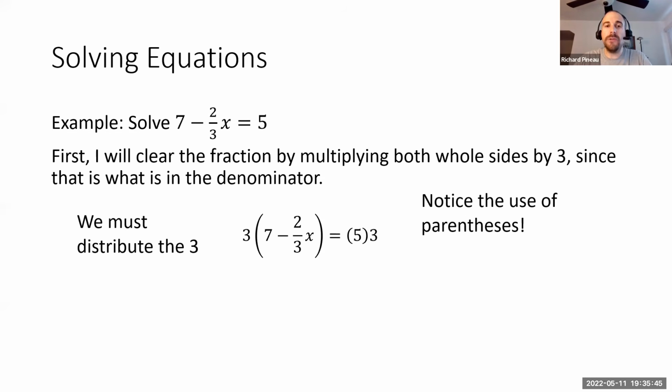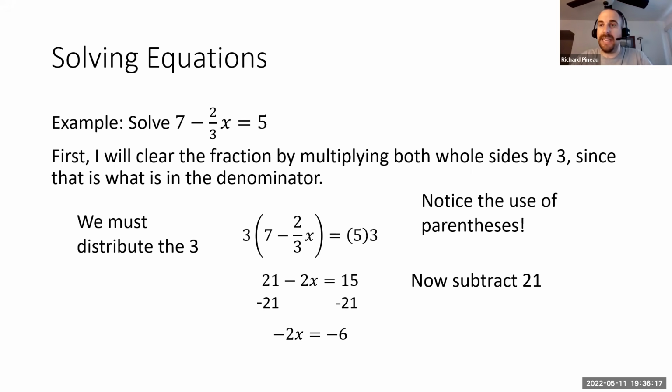So we have to distribute the 3 on the left side. So what that looks like is 3 times 7, which is 21, and then 3 times negative 2/3 x. And what you should notice is that the 3 is going to go away or simplify with the denominator of 3. So that leaves us with negative 2x. Okay, so now this equation is much simpler. 21 minus 2x equals 15. Now what we can do to isolate the x is simply subtract 21 from both sides. There it is. So the result is negative 2x equals negative 6.